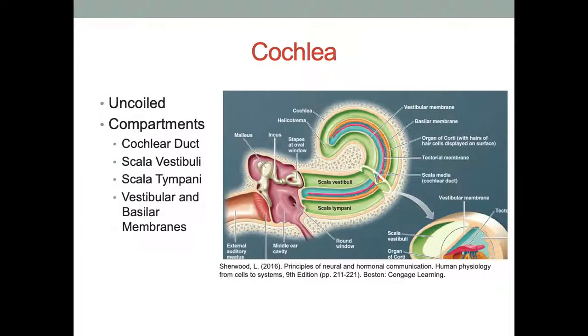Okay, so if we unroll the cochlea, it kind of helps us. It's coiled up, but inside of it, as we see here, there's three fluid-filled compartments. We have our cochlear duct, which is the center part here. Sorry, my mouse wasn't working there. Our cochlear duct. We have our scala vestibuli and our scala tympani. And then inside we have two membranes, our vestibular membrane, which you can see a little better in here, and we have our basilar membrane, which is the orangish one here. So if we go to the next slide, we can see a little bit more there.